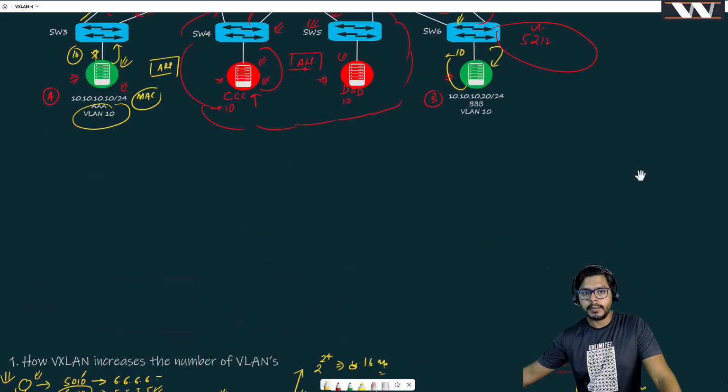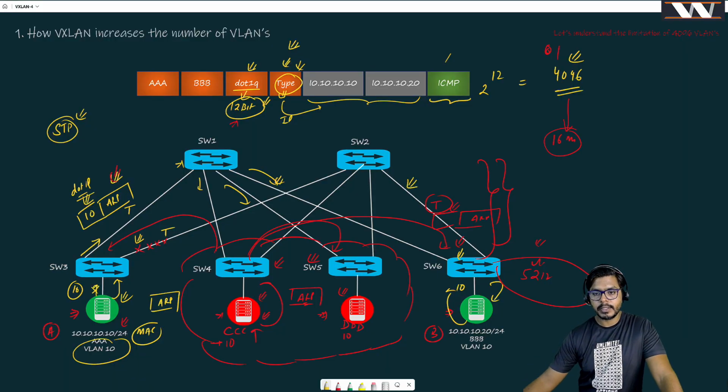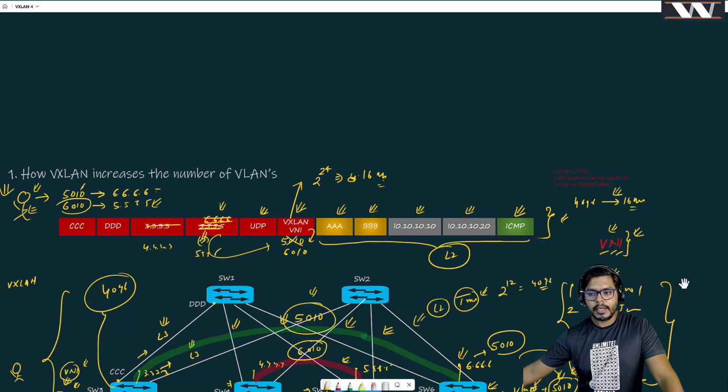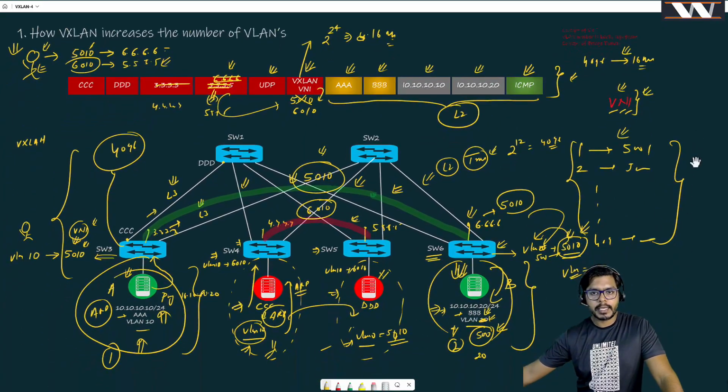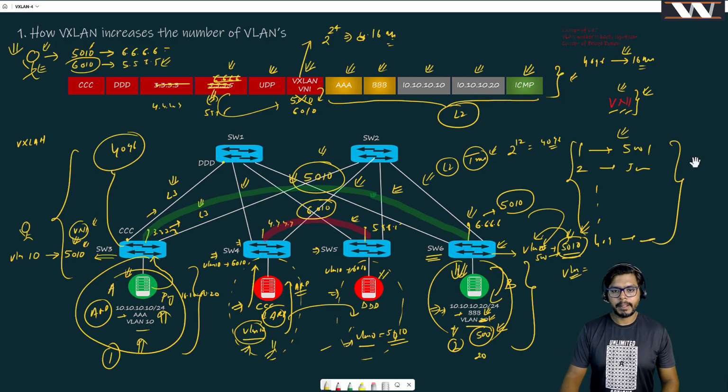If I go here, do you agree, Mr. Supreet, that the VLAN number here is not locally significant, right? Yes, it goes because of the .1q header. Yes, you are right. But here, the VLAN number becomes locally significant because of the VNI. You get it? Because the VNI gets transferred in the packet rather than the VLAN going into the packet.